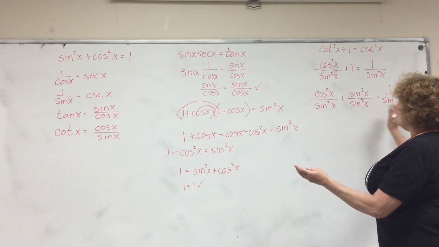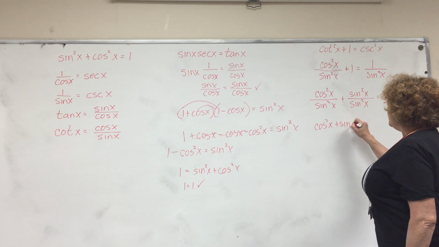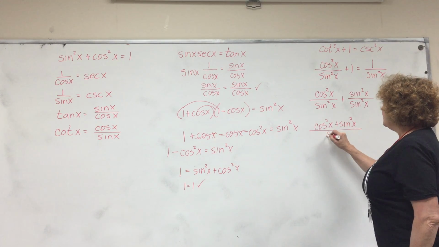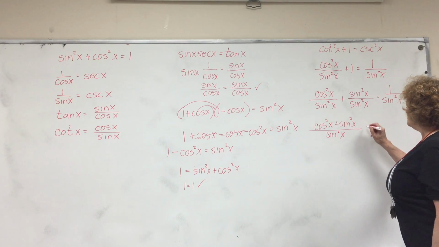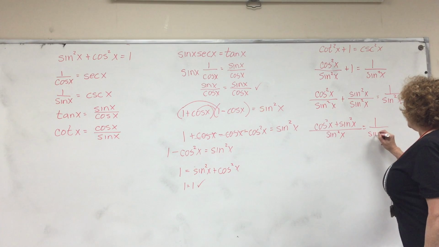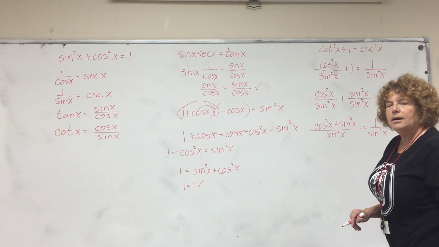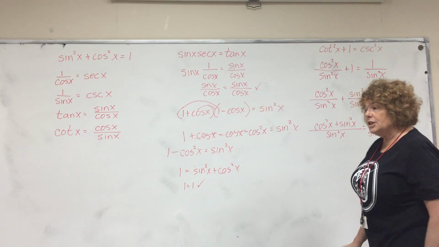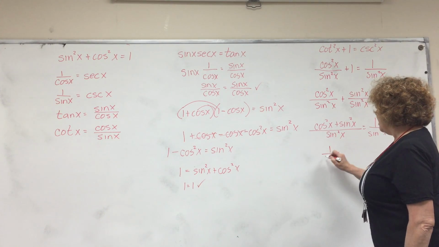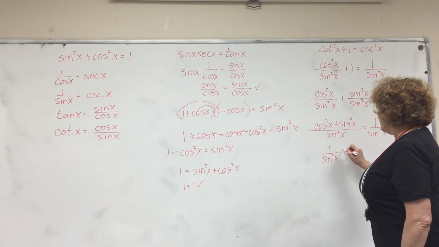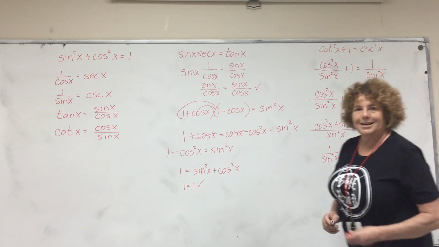So let's put it all over one thing. I have cosine squared of x plus sine squared of x over sine squared. See, I just added these two fractions that have the common denominators, equals 1 over sine squared of x. Well, what's cosine squared plus sine squared? Well, the commutative property of addition says that's the same as sine squared plus cosine squared, so that's just going to be 1. So 1 over the sine squared equals 1 over the sine squared, and you're done.